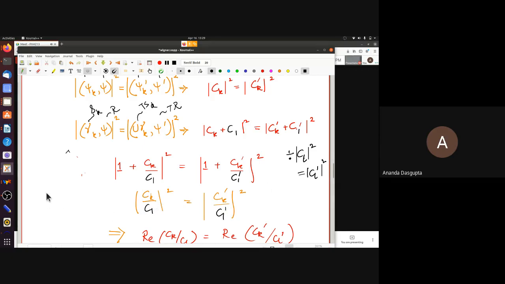Now, the rest is simple geometry. Ck by C1, let's call this number Z, and the other side, let's call that Z prime. So what does this tell you? It tells you Z and Z prime have the same magnitude. So if Z is here, what do you know about Z prime?